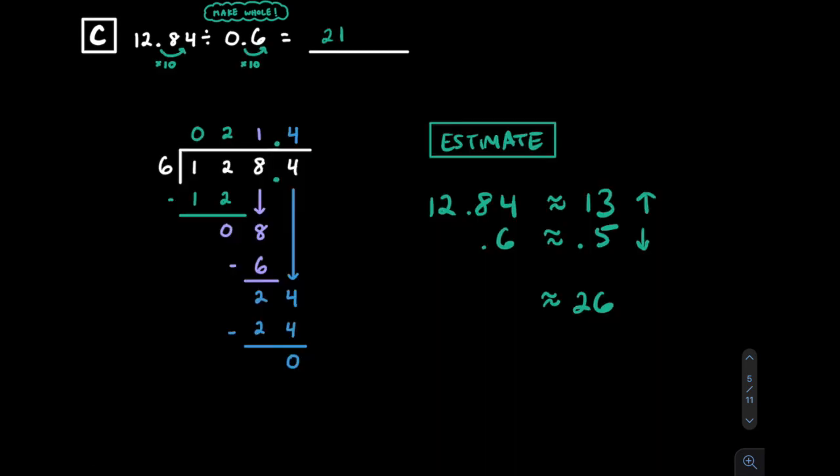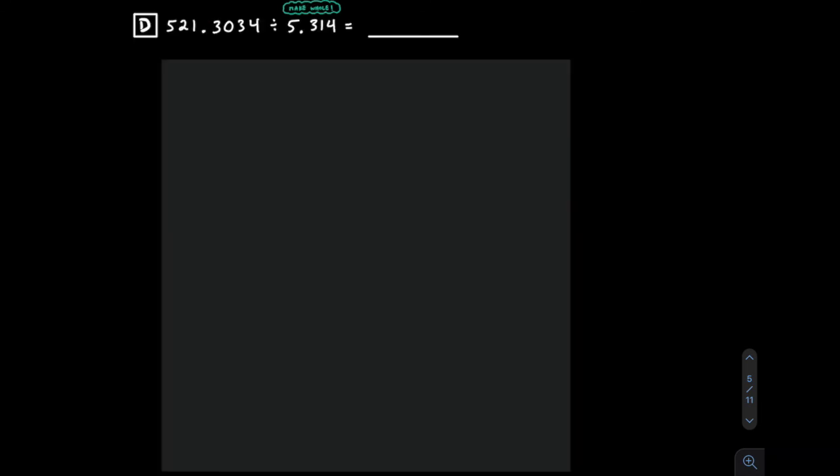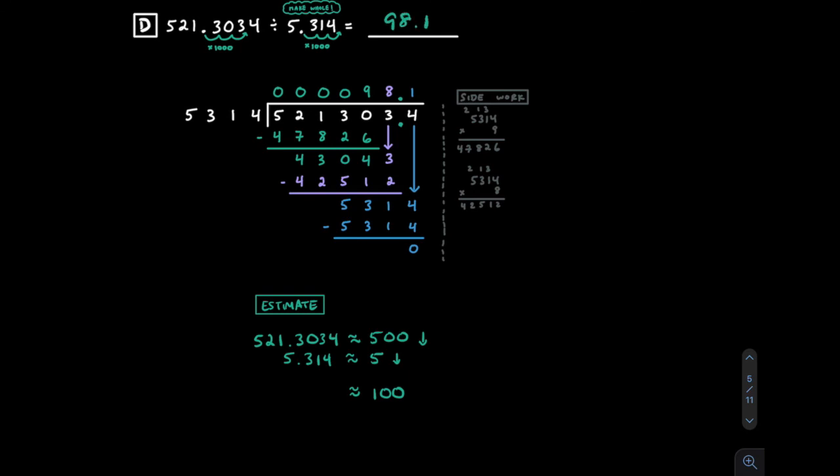Unpause it when you're ready to check. Here, you should get a quotient of 21 and 4/10. And here's one last one of these. Pause the video and give it a try. Your quotient here should be 98 and 1/10.